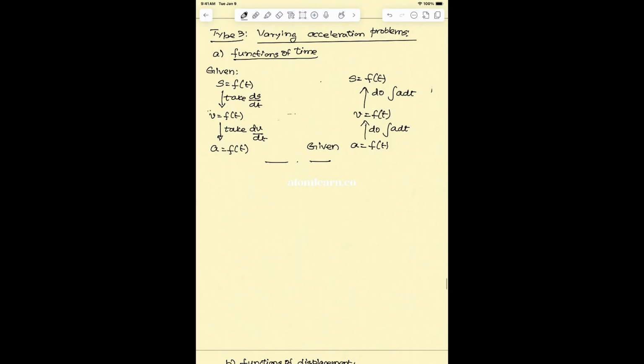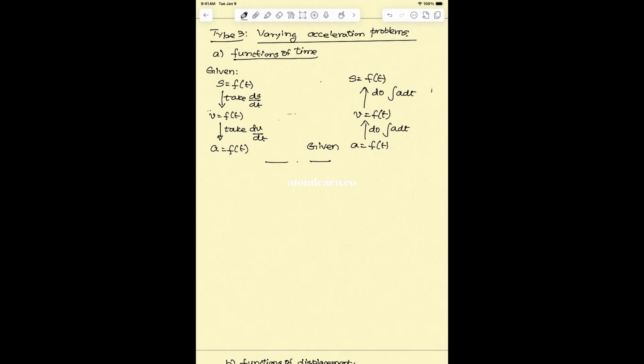We have been studying chapter 1, namely motion along a straight line. Now we have been studying various topics, and we have come to the final topic in this chapter, which deals with problems concerning varying acceleration. That means they are not constant acceleration problems. Now the acceleration is varying with time, and hence we have to deal with these problems by using calculus methods. What are the calculus methods? One is taking the derivative, that is differentiating, or doing integration.